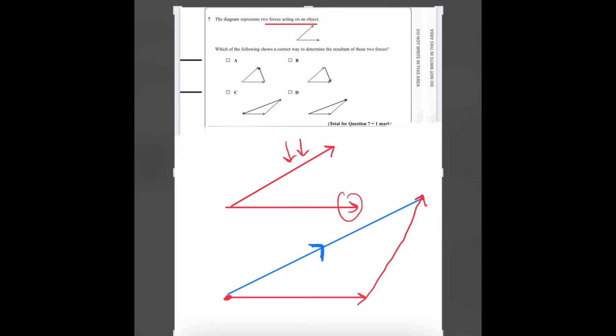We always have to join the tail of one line to the head of the other line. So the answer is similar to D. Option C is also similar, but the line is in the wrong direction here. So the answer to this question is D, since this line has all the required directions correct.